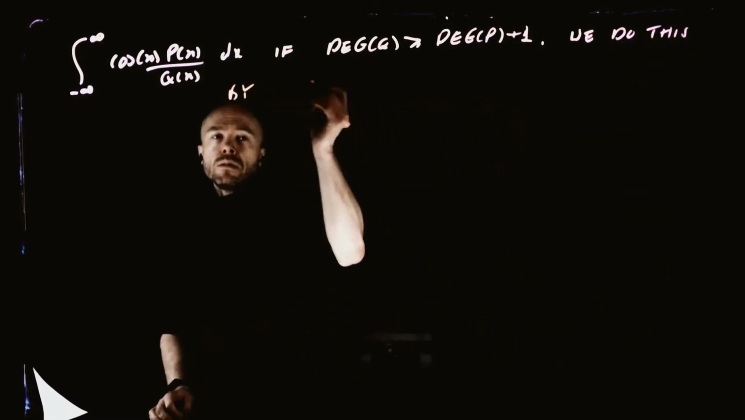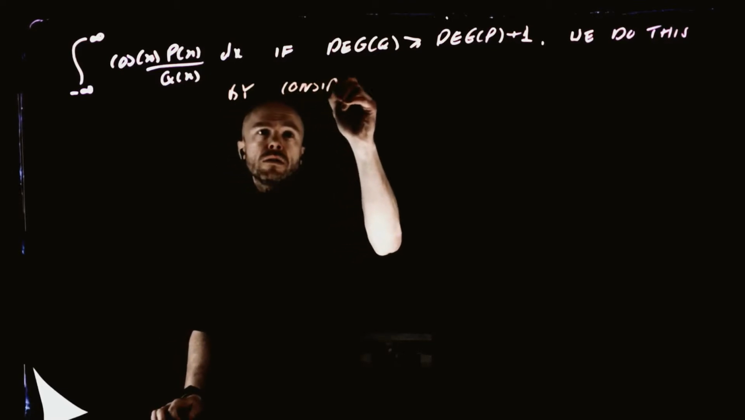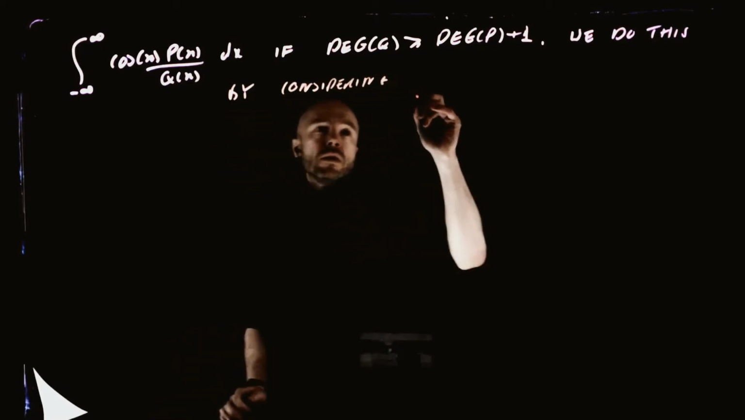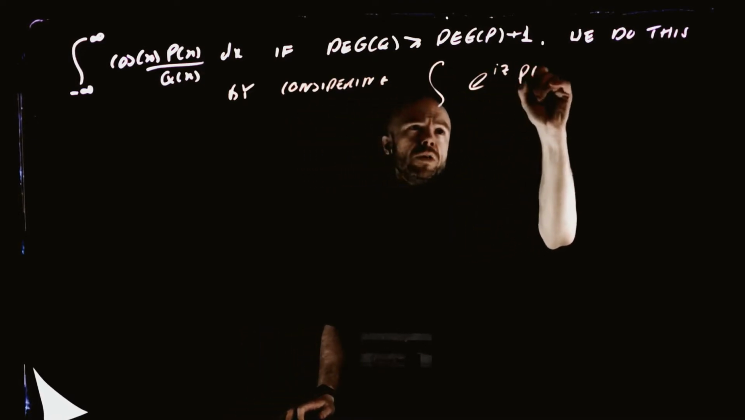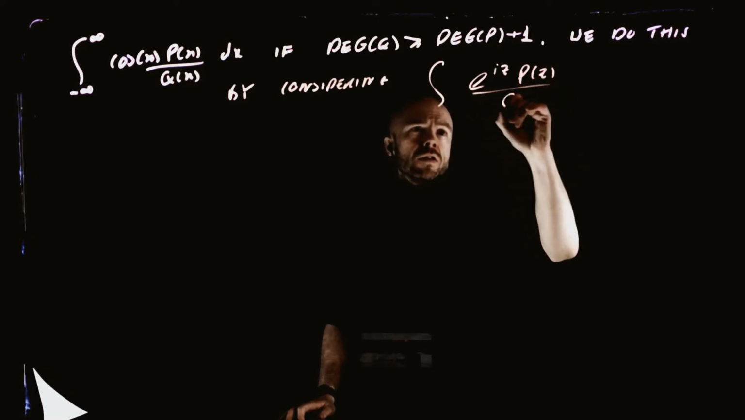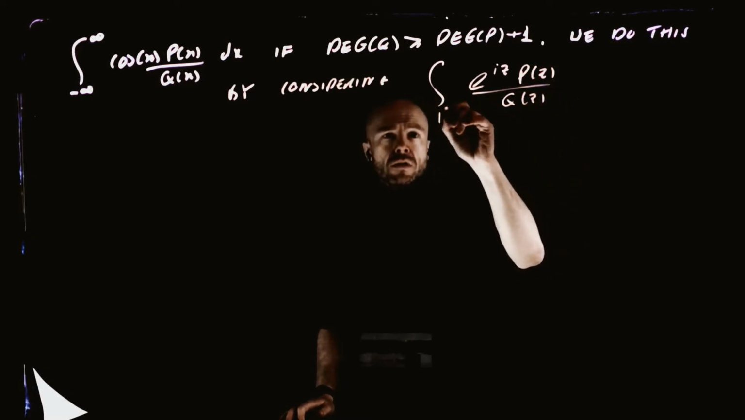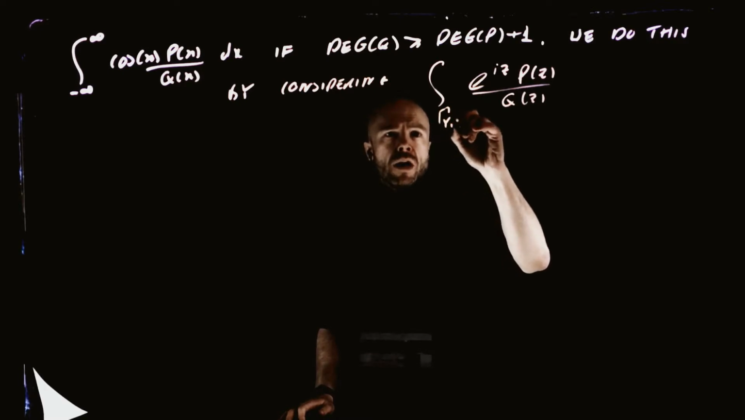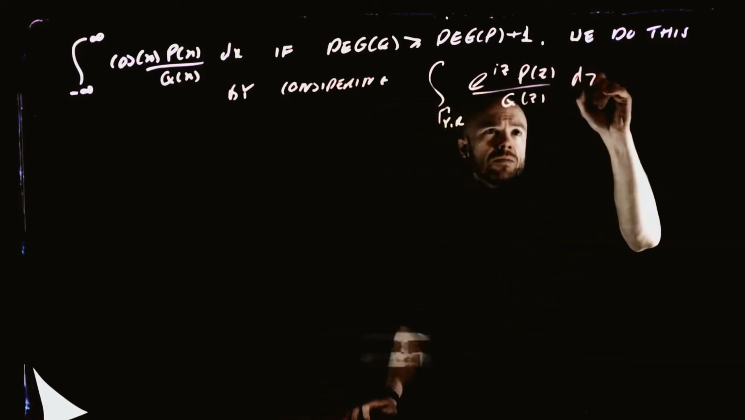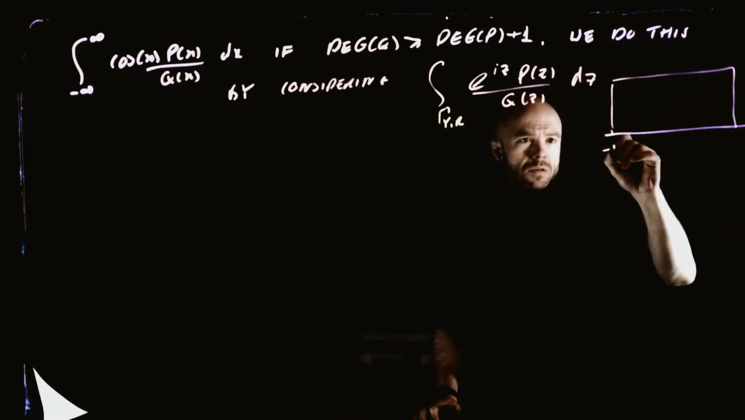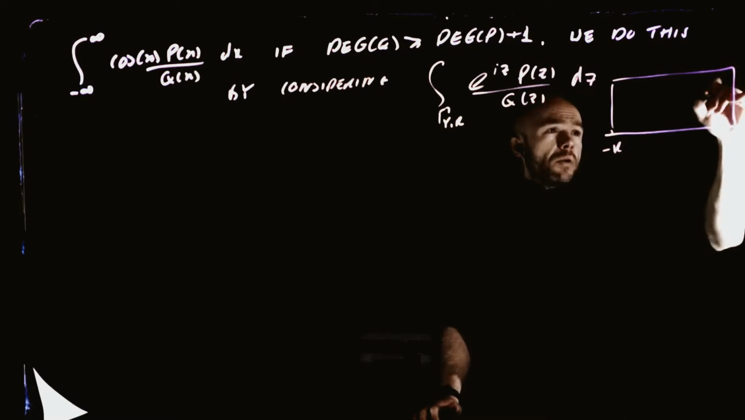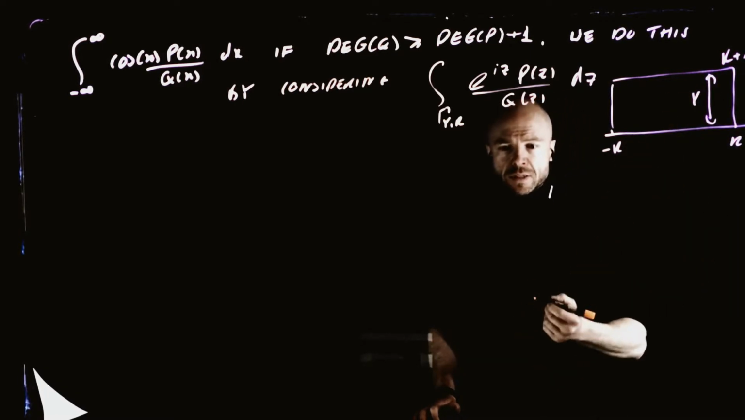by considering the integral of e to the iz times P of z over Q of z over some contour which depends on y and r, like this. The contour is chosen like this, where this is minus r and this is r, and we're going up by a height of y, like this. So this is r plus iy. Okay, and we have to do this in the smart way.